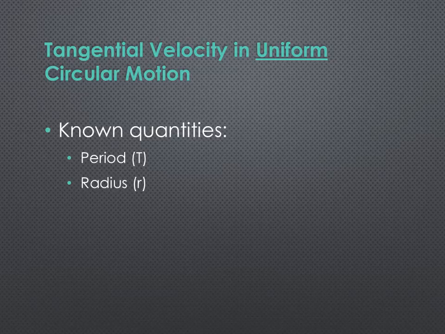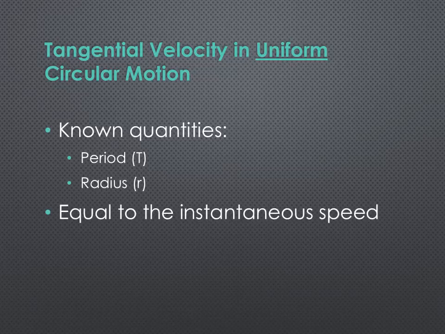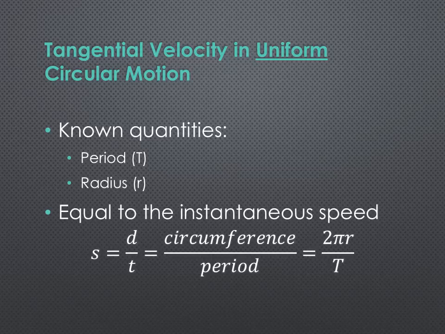Now, in this case, the tangential velocity is going to be equal to the instantaneous speed. So what that means, speed is distance over time. How far does it travel, say the stopper in our activity in class, how far does the object move in one period? It moves around the circumference. Well, what's the equation for that? It's 2 pi r. And how long did that take? Well, it took the period.